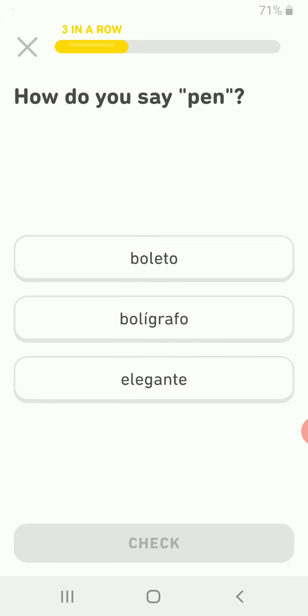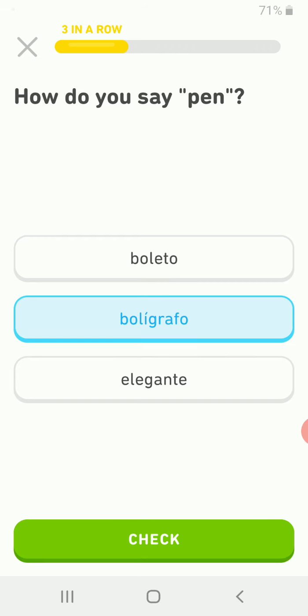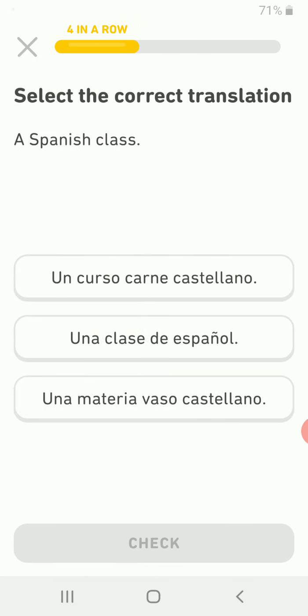How do you say pen? Boleto, we know it's a ticket. Bolígrafo. So graphy is what you make when you write or draw, graphies, we can say. So bolígrafo is just a pen, so you can remember it like that. Elegante means elegant. So here is the correct answer. Nicely done.